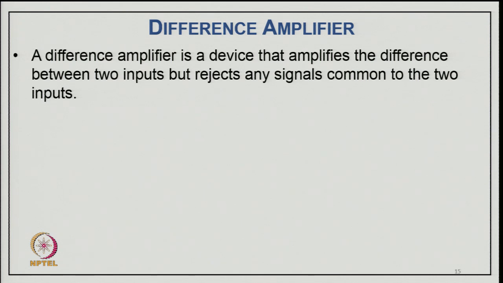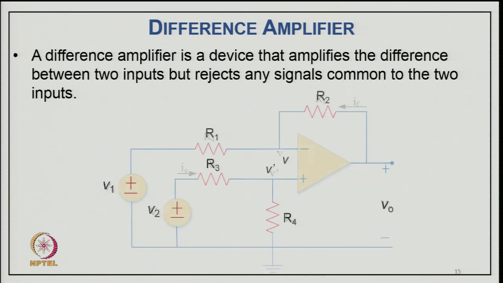Another is the differential or difference amplifier. A difference amplifier is a device that amplifies the difference between the two inputs, but rejects any signal common to the inputs. This is the way we have two signals V_1 and V_2, with R_1, R_3 and R_4 as input resistors and R_2 as the feedback.